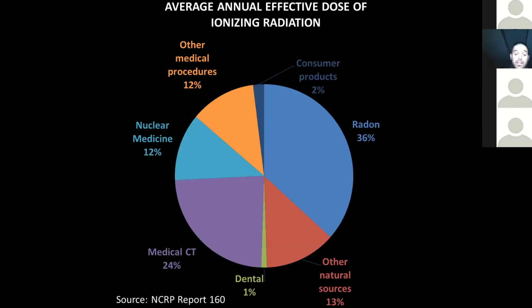So here's the pie, if you want to look at the pie. This is the average annual exposure for the average American citizen. About a third comes from radon. Medical CT is about a quarter. You can look at the other pieces, but here's dentistry, 1, maybe 2%. So we're a pretty minor player.